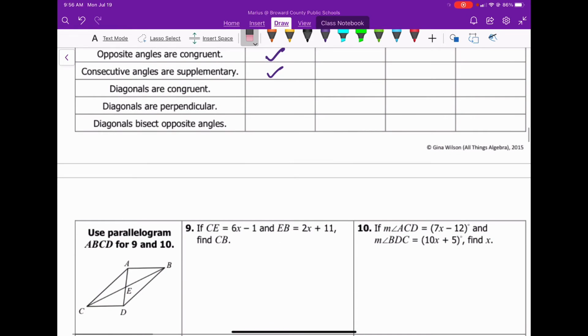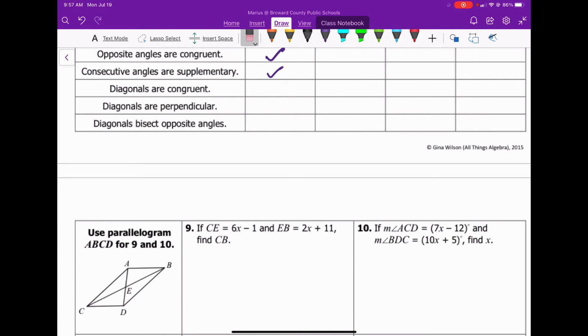We also said that the opposite angles are congruent. So angle C is congruent to angle B, and angle A is congruent to angle D because they're opposites of each other. And consecutive angles are supplementary. For example, angle C and angle D, when we add them together, they're going to equal 180 degrees. That's a true statement, okay?